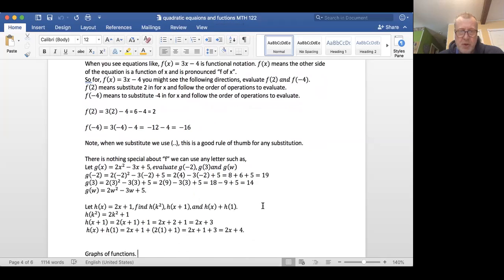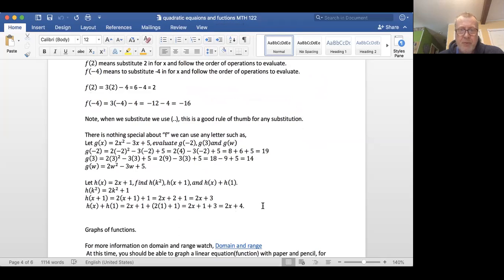Again, there's nothing special about the letter f. We can use any letter. So here we have g of x equals 2x squared minus 3x plus 5. We're going to evaluate g of minus 2, g of 3, and g of w. So for g of minus 2, again, I put, using parentheses, minus 2 in every place I see an x, and then follow the order of operations. So we square first and get 4 from the minus 2 quantity squared. Then we multiply going left to right and get 8 plus 6 plus 5, which gives us 19.